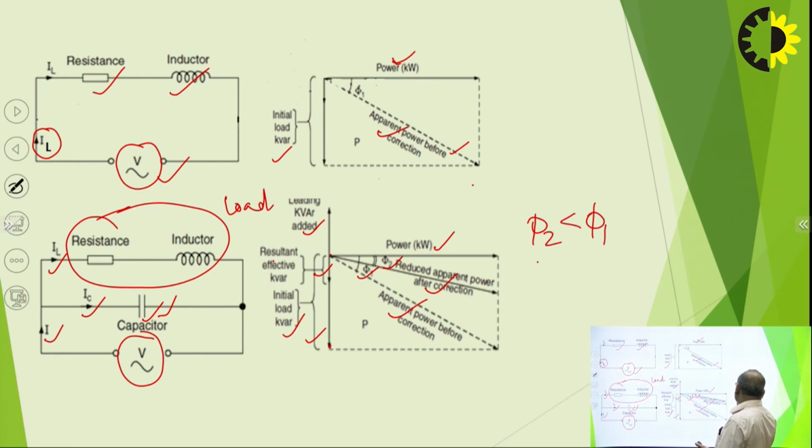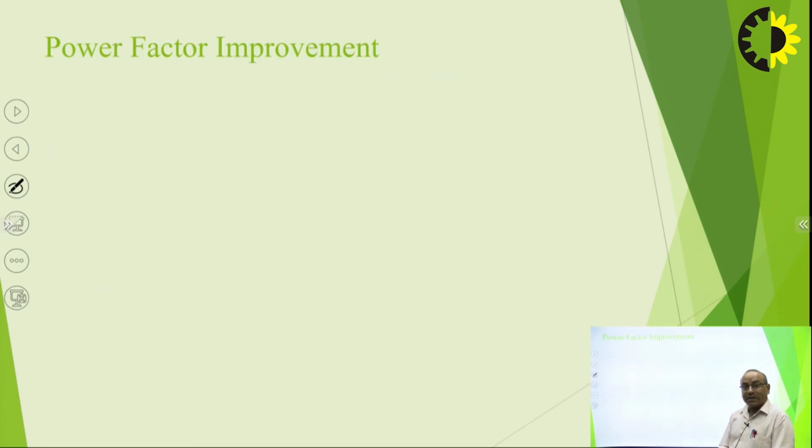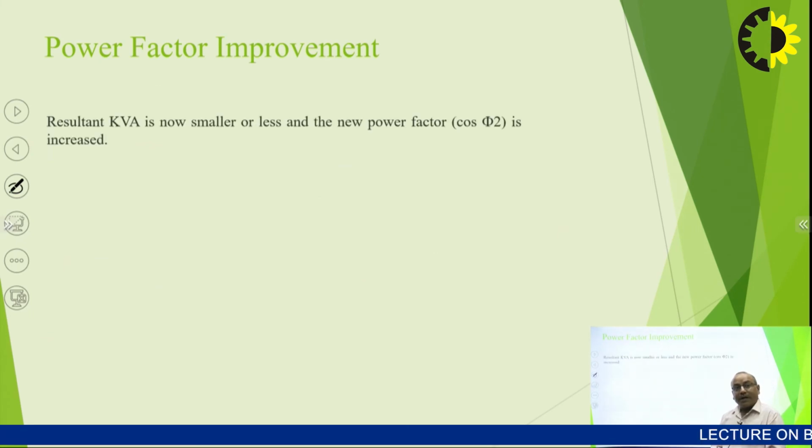So due to it, cos phi 2 will be more than cos phi 1. Or in other words, power factor, which is the ratio of active power to apparent power: active power is the same but apparent power is reduced, so power factor will improve. So anyway we can see it. That is the method. With the help of this, we can improve the power factor of the system. We will discuss it mathematically in the coming slide.